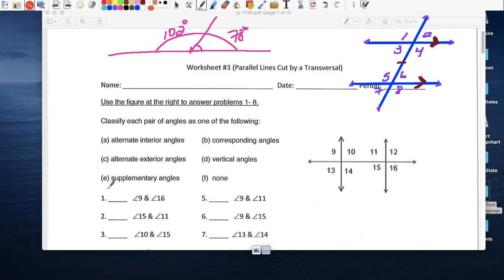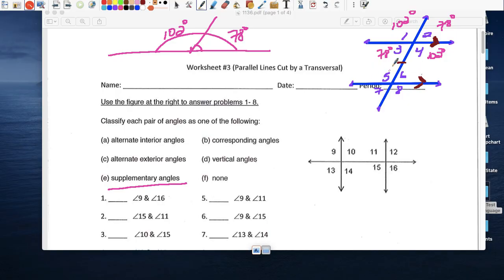So supplementary angles are 2 angles that add up to 180. Using this example, let me put some numbers up here. If we make angle 2 78 degrees, this would be 102. Angle 3 would be 78 because it's vertical with angle 2. Angle 4 would be 102 because it's vertical with angle 1.